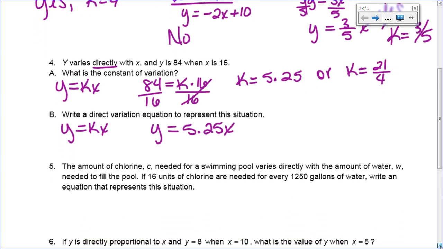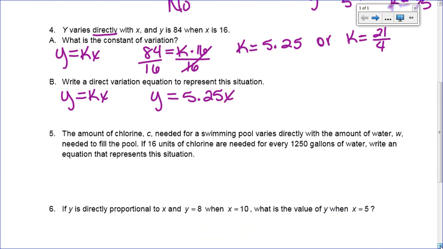So now number 5, the amount of chlorine needed for a swimming pool varies directly with the amount of water needed to fill the pool. If 16 units of chlorine are needed for every 1,250 gallons of water, write an equation to represent this situation. It's just like number 4, part A. First thing I'm going to have to do is find out what k equals. So the amount of chlorine, C, that's going to be our y, varies directly with the amount of water, W, which is going to be our x, because y varies directly with x.